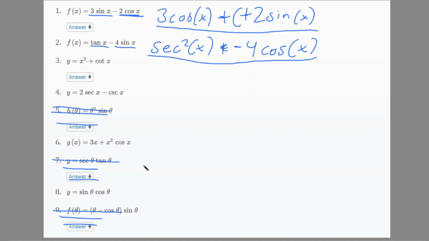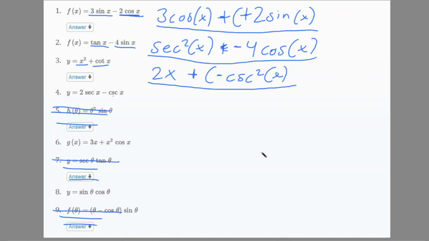And number 3 is x squared plus cotangent x. So again, independently, the derivative of x squared is 2x, plus the derivative of cotangent, which is negative cosecant squared x. And that would be your final answer.